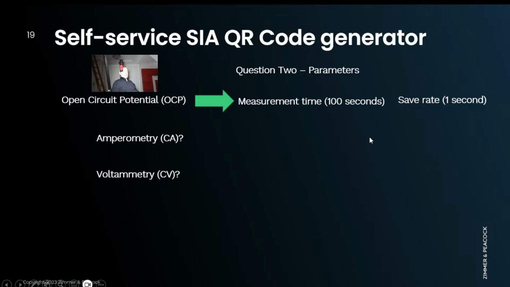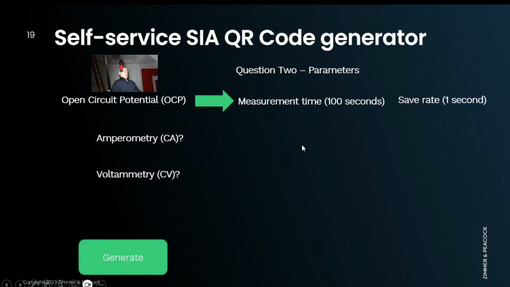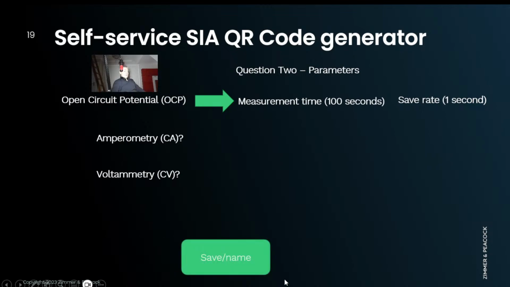The save rate is 1 second, because with most assays, if you're running the assay over 100 seconds, then 100 data points is enough to get quality information out of them. But that's also changeable. Because open circuit potential is so simple, you only need 2 parameters, which is measurement time and save rate. At which point we can generate the QR code, and we can save and name it. And that's it. So the question is, how do I program that instrument?